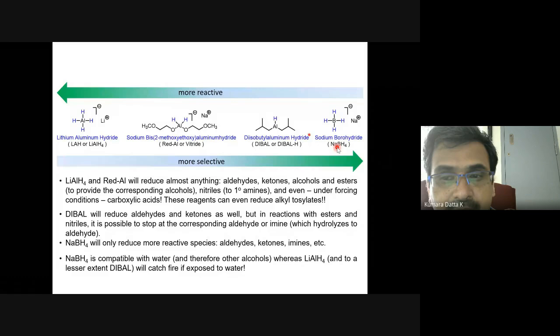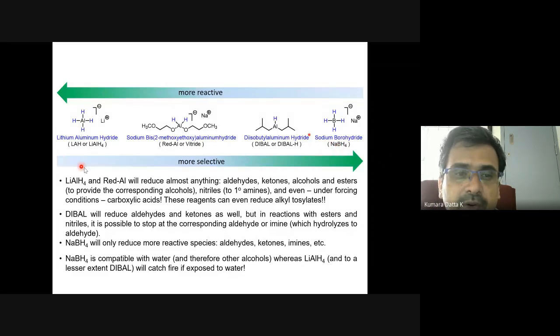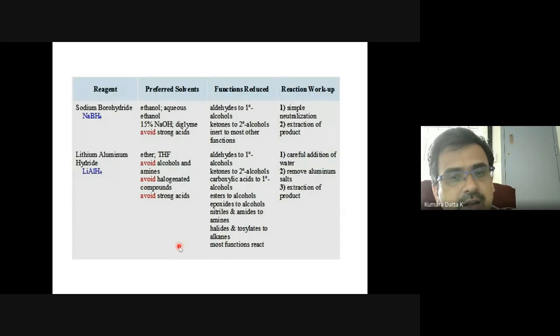If you want selectivity, go for this. If you want high reactivity, go for this. Or if you want something in between, you may choose this, but let us not discuss more about these two topics now. So, is there any doubt? Anyway, after this, I would like to ask a question.